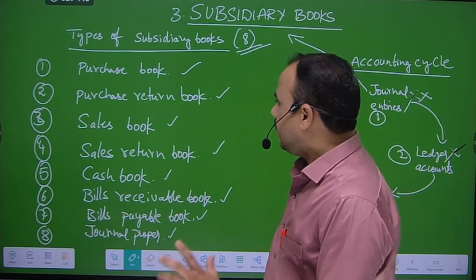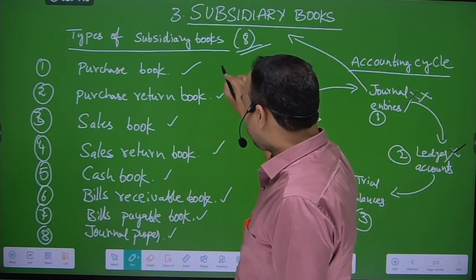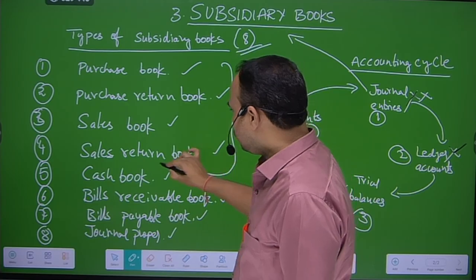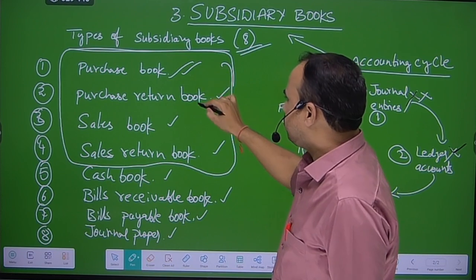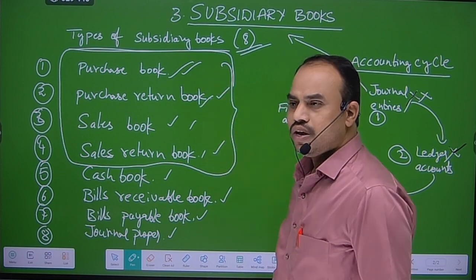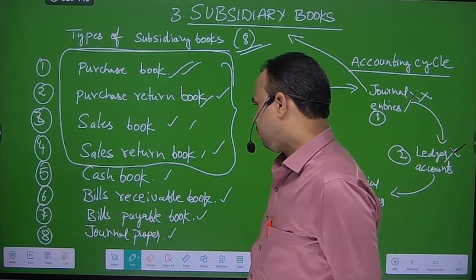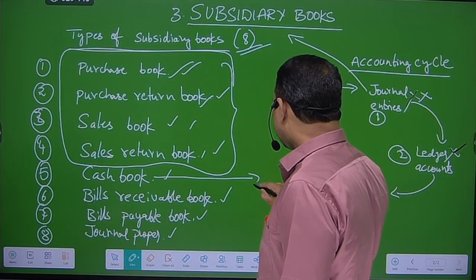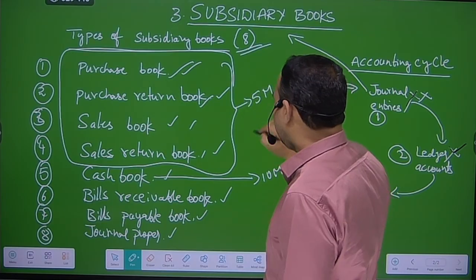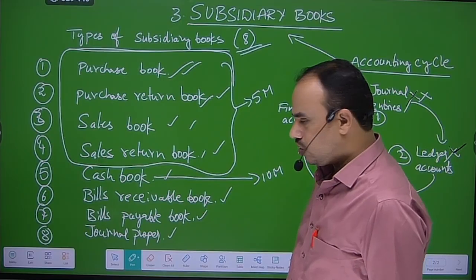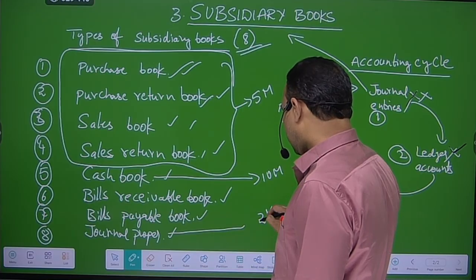Okay, in intermediate level, beta, from these 4 books they ask one compulsory question for 5 marks. One is purchase book, purchase return book, sales book, sales return book. From these 4 books they ask one question for how many marks? 5 marks. And from cash book they ask a 10 marks problem, and from journal proper they ask 2 marks.